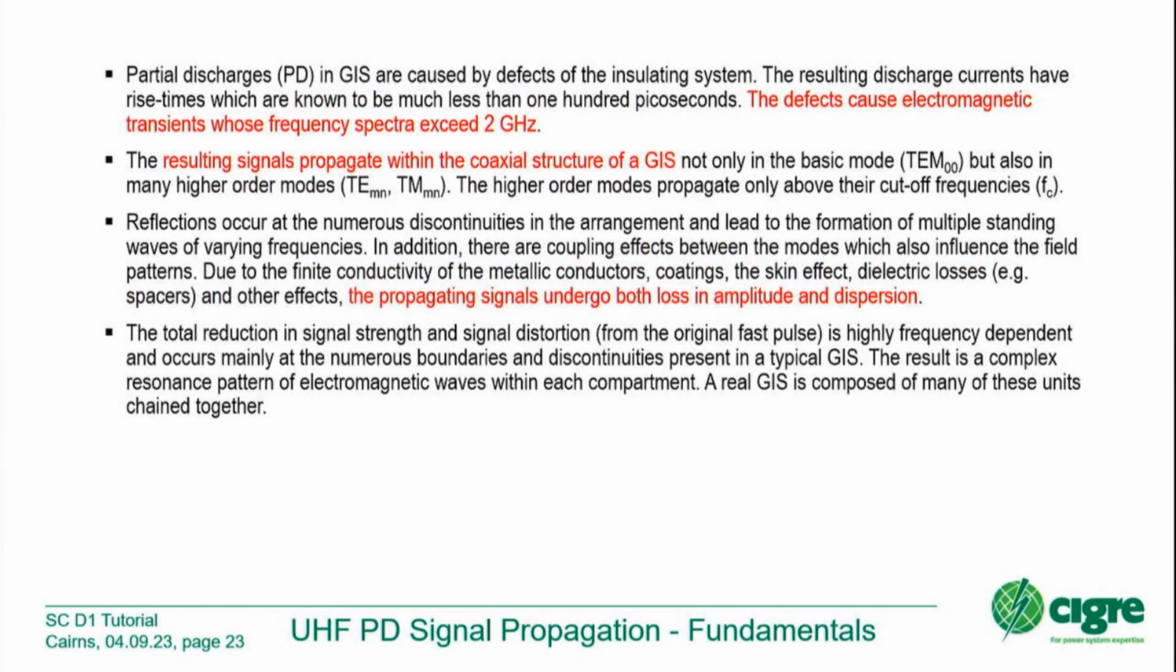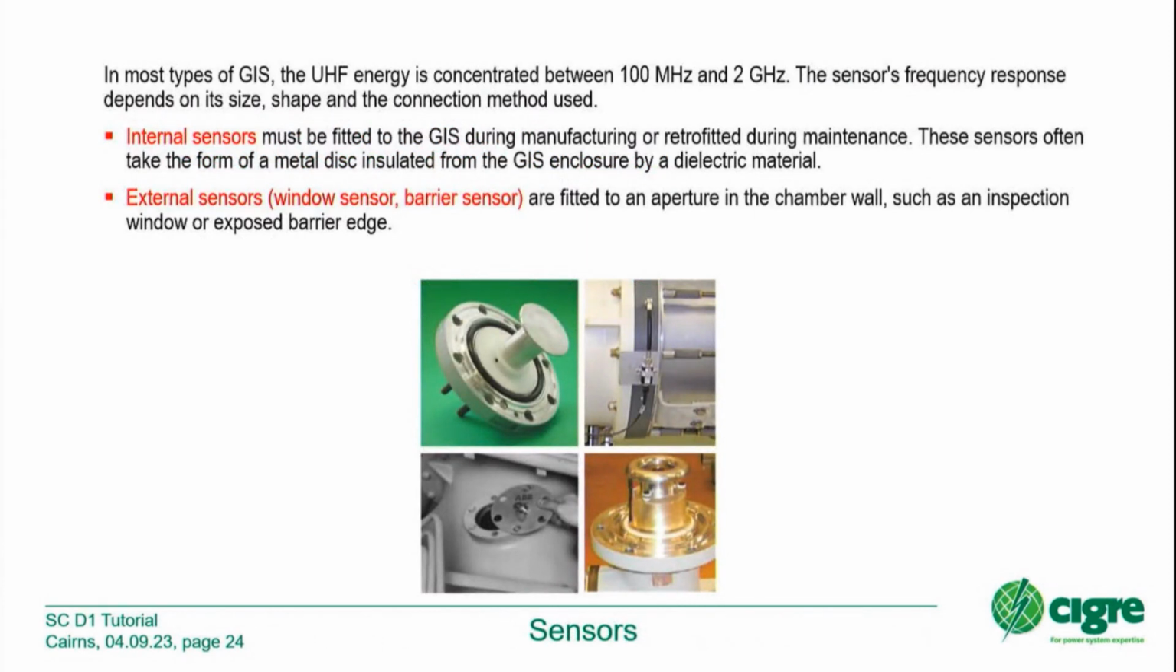Some information about the UHF PD signal propagation: we have these electromagnetic waves which travel with the speed of light within the gas-insulated systems. Here we have information about the UHF sensors. We have some internal sensors which are already built in at the factory in the design stages, for example this picture showing such UHF internal sensors. But if you are lucky, your GIS is also able to be retrofitted with external sensors. Here, for example, a sensor on the inspection window, or this example, an external sensor on the epoxy bushing.